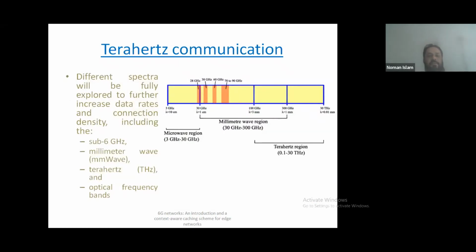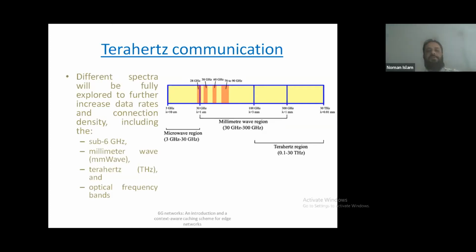So 6G will employ novel communication mechanisms, such as terahertz communication besides the conventional millimeter wave communication and sub 6 gigahertz communication. The bands below 6 gigahertz were initially proposed for usage in 5G networks. They can be employed, then millimeter wave communication can be employed, and then terahertz communication in the range from 0.1 to 30 terahertz can be employed.